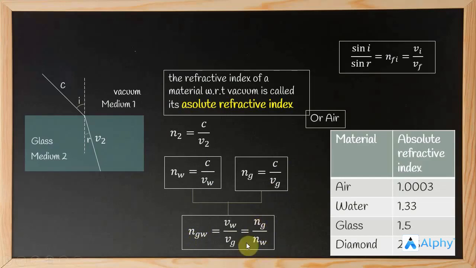So I think we can add this also to this equation. So we get sin i by sin r is the refractive index of final with respect to initial, which is nf by ni, and that is equal to vi by vf. So that's all about refraction.